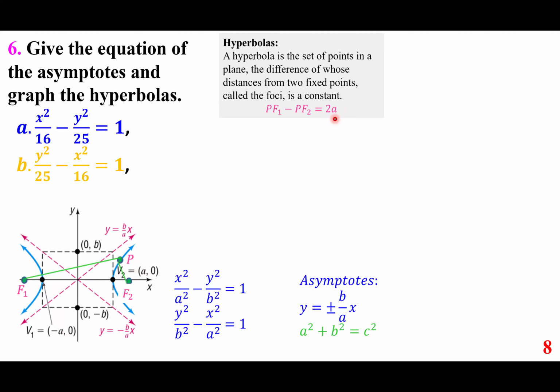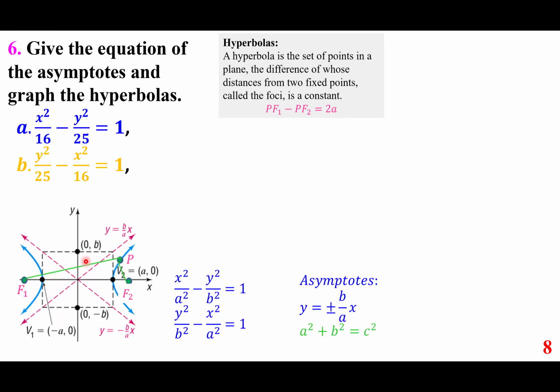Now, x squared over a squared minus y squared over b squared equals 1: the vertices are also the x-intercepts. Y squared over b squared minus x squared over a squared equals 1: in this case, the vertices are the y-intercepts.